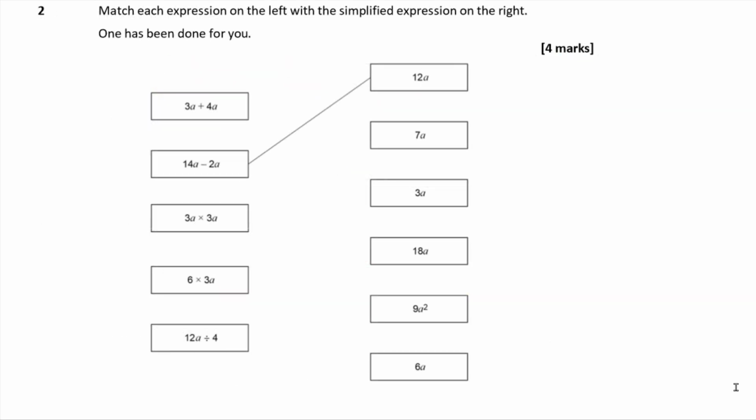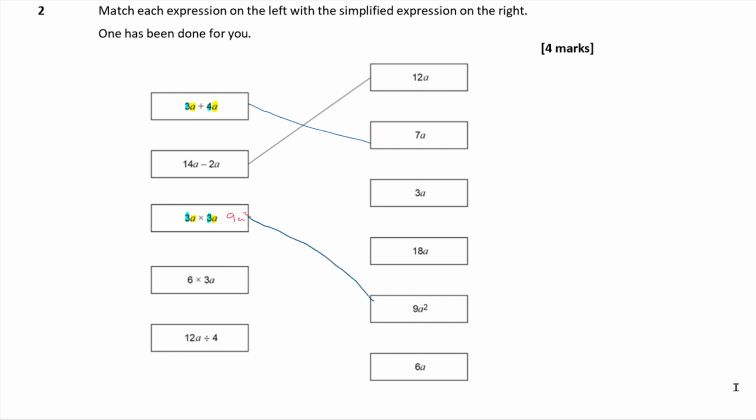Question 2, match each expression on the left with a simplified expression on the right. Okay, so first one's been done for us, 14a minus 2a, that is indeed 12a. So what's 3a plus 4a? I've got two terms with the same letter, like terms, so we're just going to add those numbers in the front. The 3 plus 4 is going to give me 7. So that's 7a. So 3a plus 4a is the same as 7a. That's that one there. 3a times 3a, well, 3 times 3 is 9, and a times a is a squared, so this is going to give me 9a squared. So where's that then? That's down there.